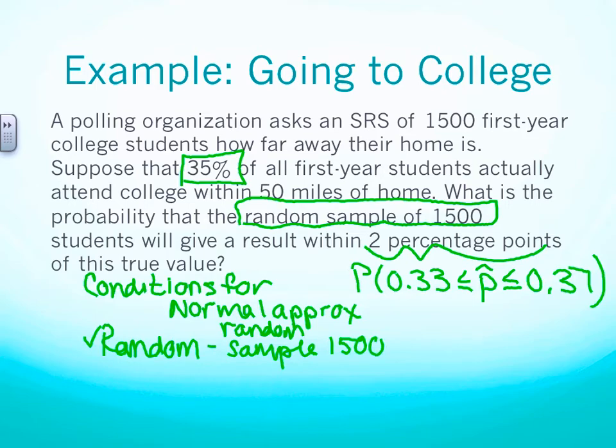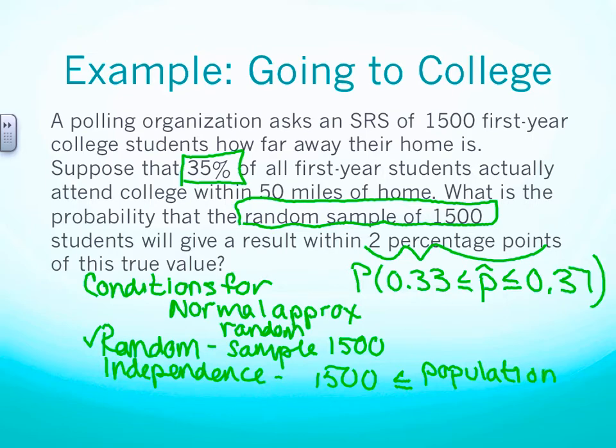Next is independence. We can assume independence here because clearly 1,500 first-year college students is definitely less than or equal to 10% of the whole population of first-year students.